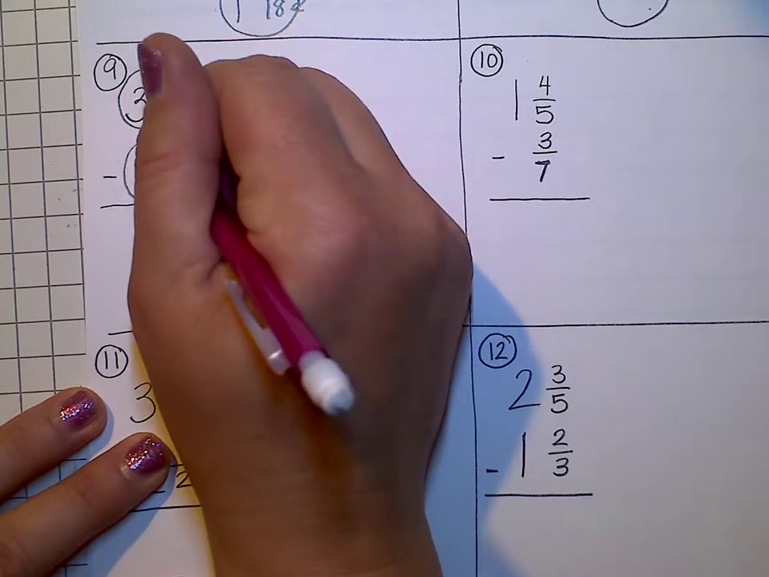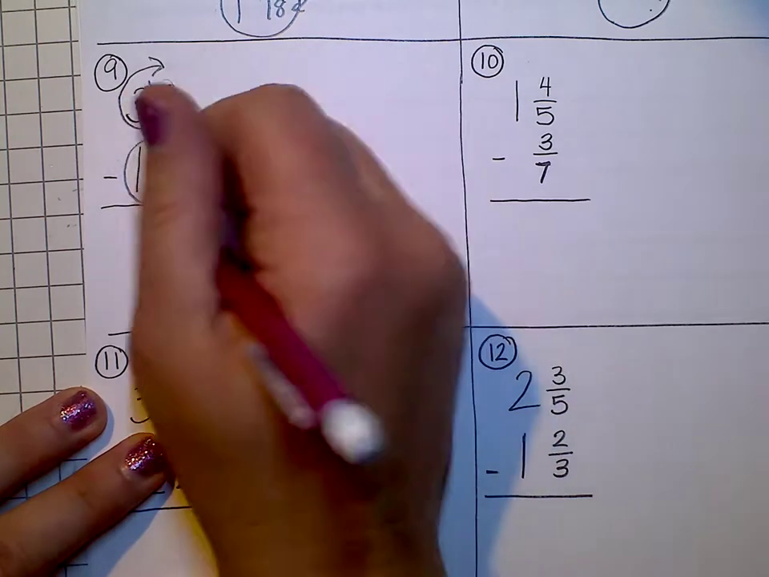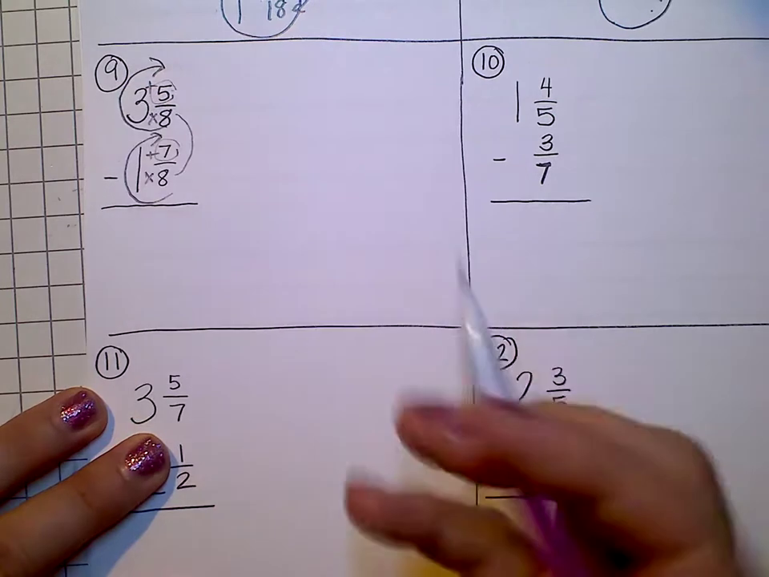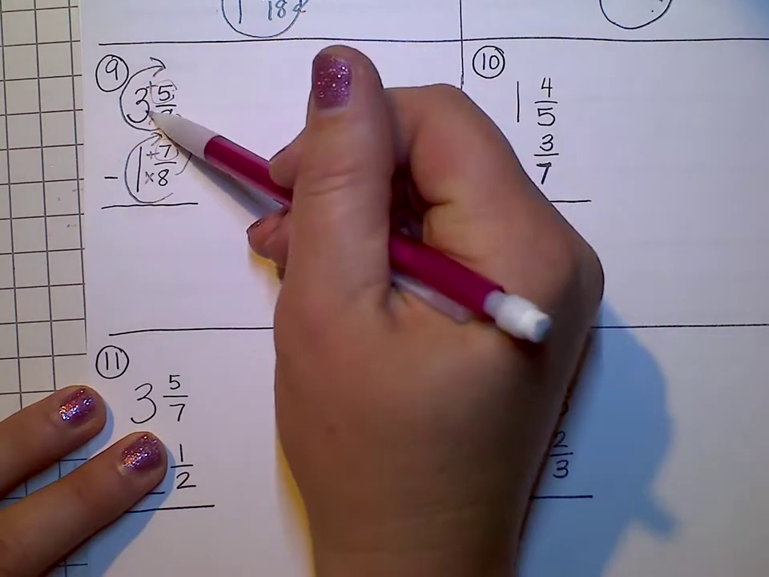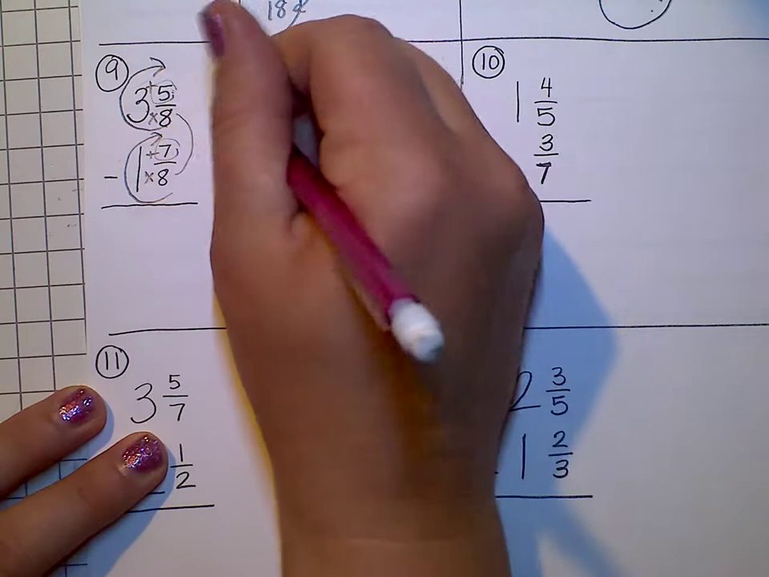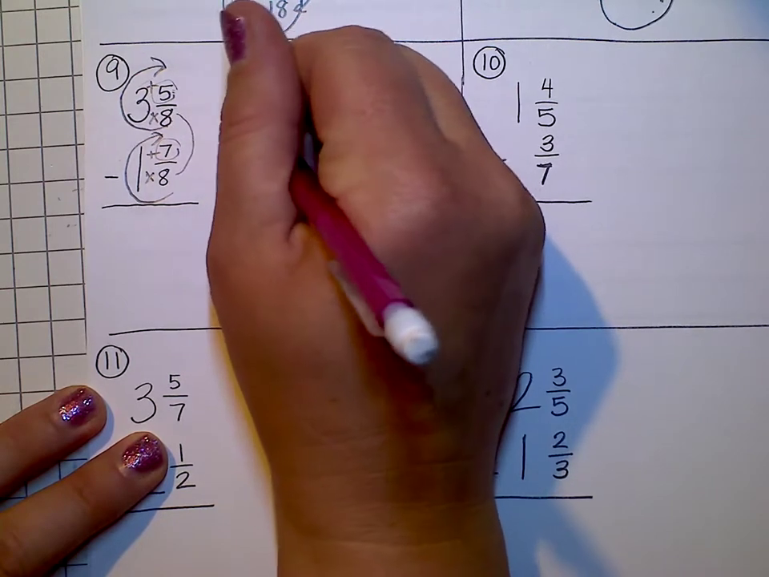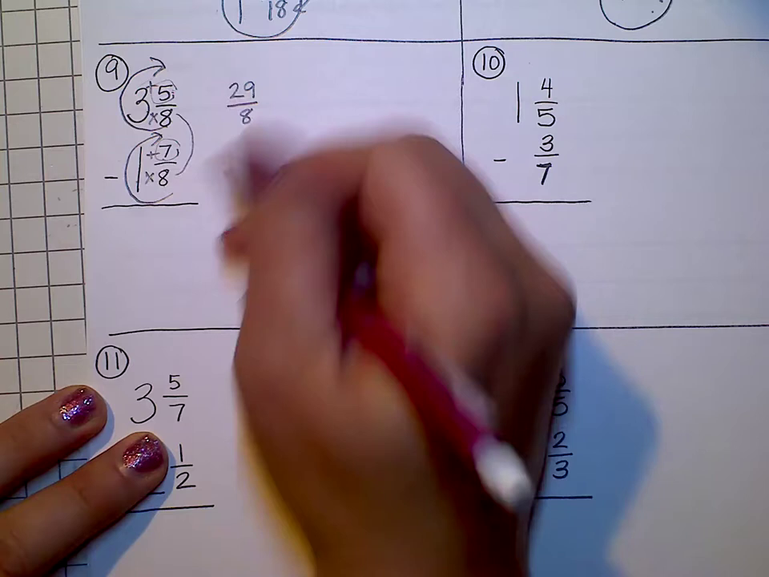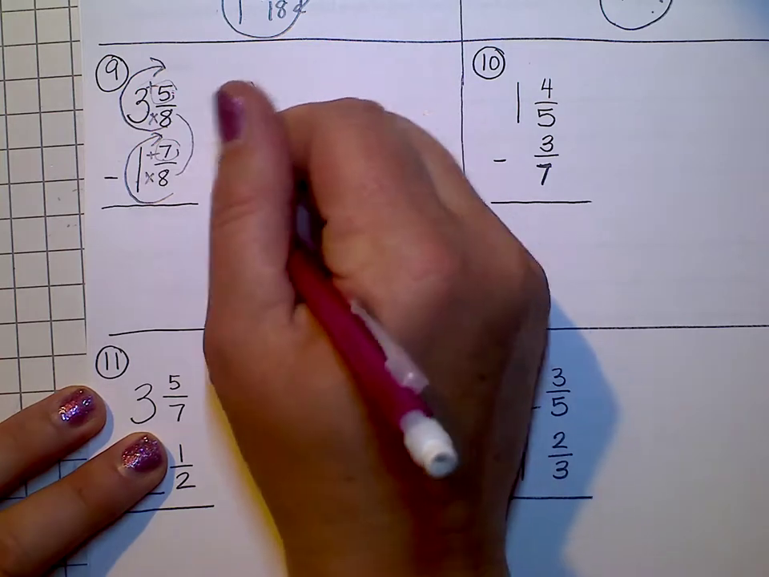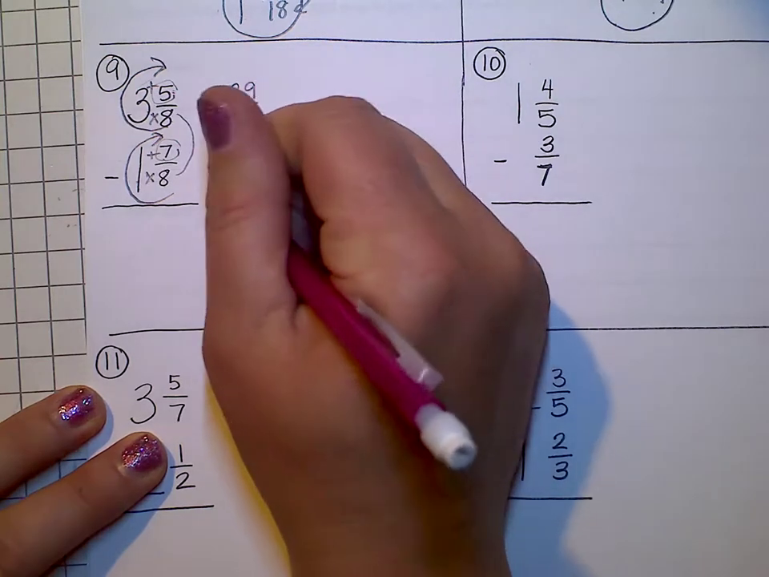You're multiplying the bottom and adding the top number. Multiplying the bottom numbers and adding the top number. So we're going to just mix. 8 times 3 is 24, plus 5 is 29. We have 29/8. Now, 8 times 1 is 8, plus 7 is 15. We have 15/8. And we're subtracting.